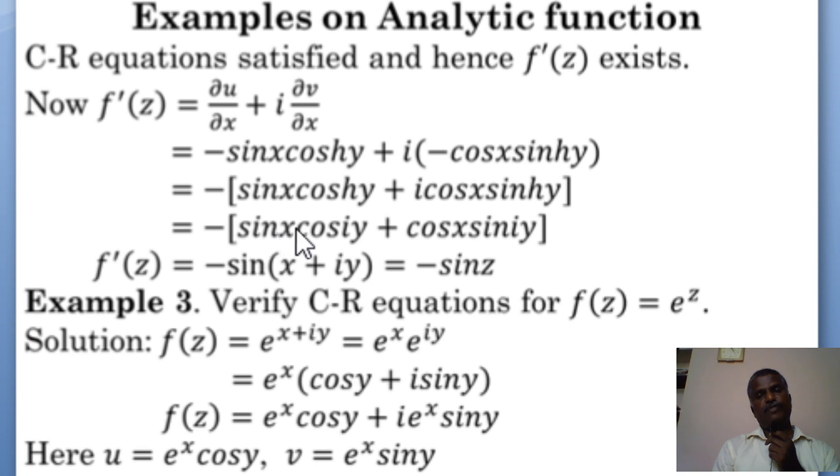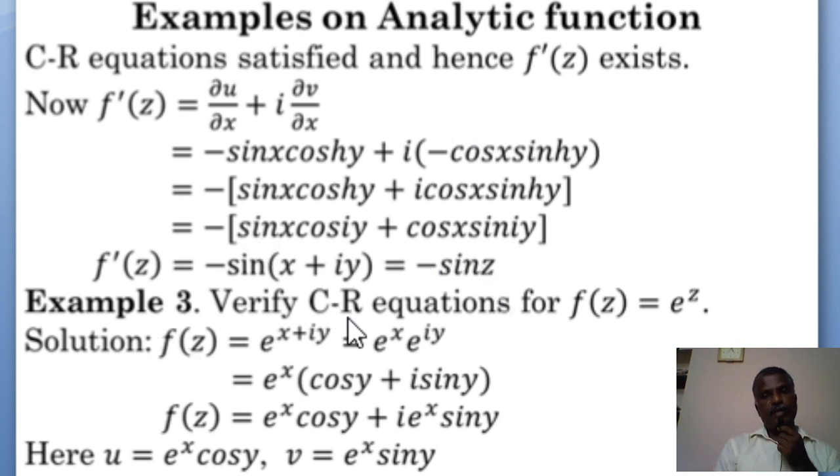It is in the form of sin a cos b plus cos a sin b. It is nothing but sin of a plus b, sin of x plus iy. So x plus iy is z, it is minus sin z. So derivative of cos z is minus sin z.